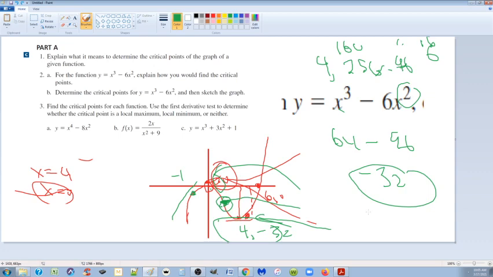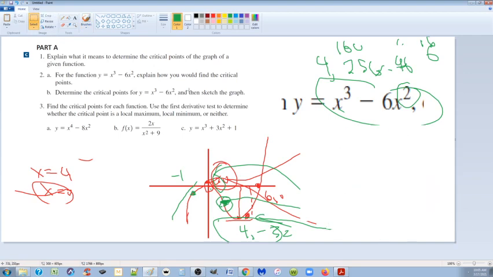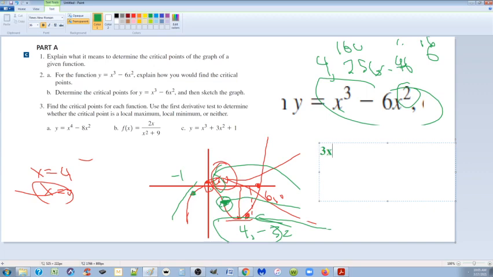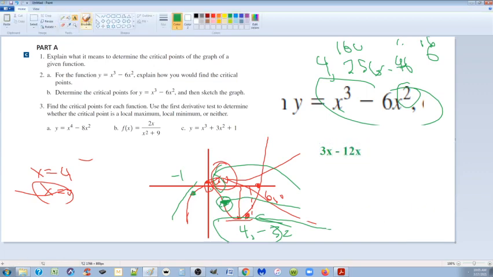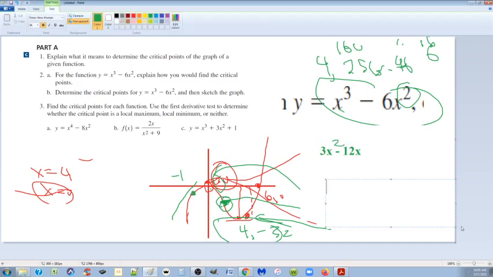And also if I take my second derivative, which was, here's my first, I accidentally erased my first derivative. So my first derivative was 3x squared minus 12x, and therefore my second derivative is 6x minus 12. And if I punch in a 4 there, like I said, you get 24 minus 12. It comes out a positive 12.